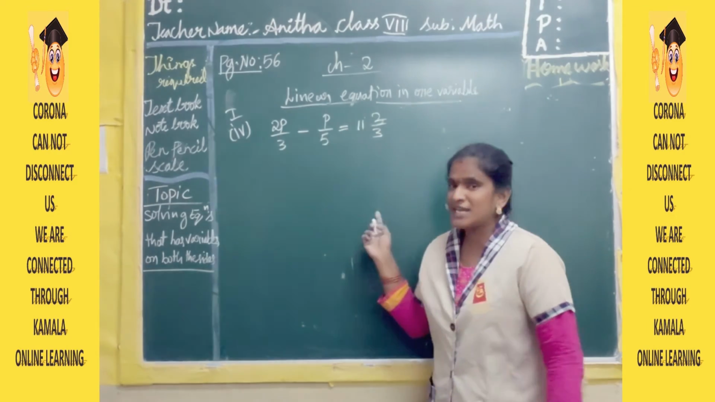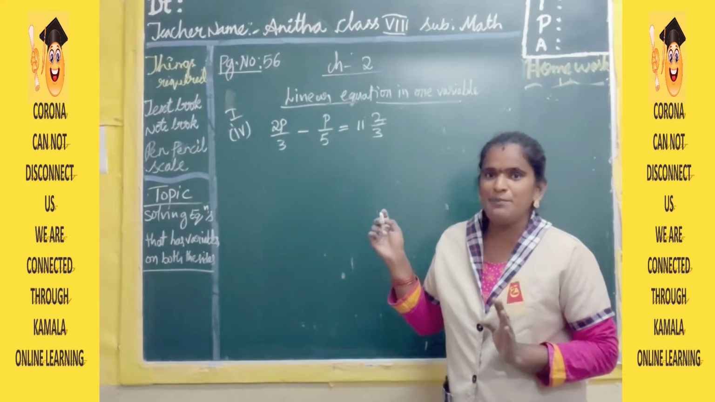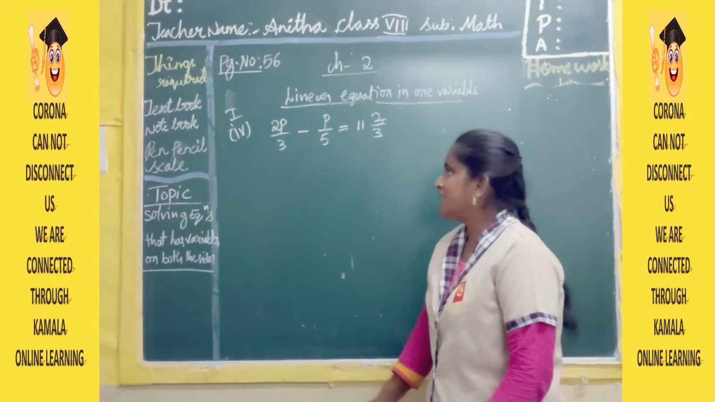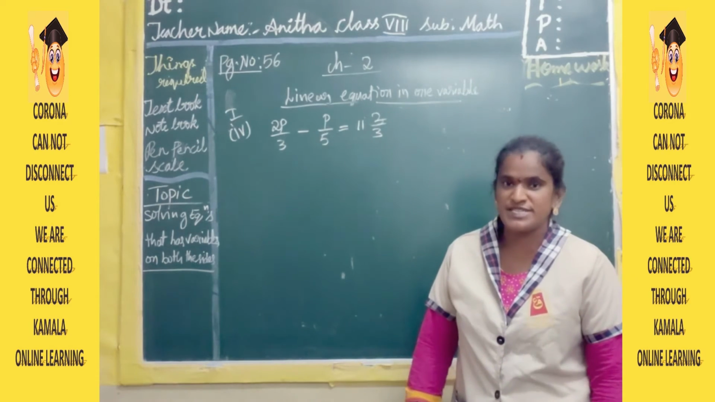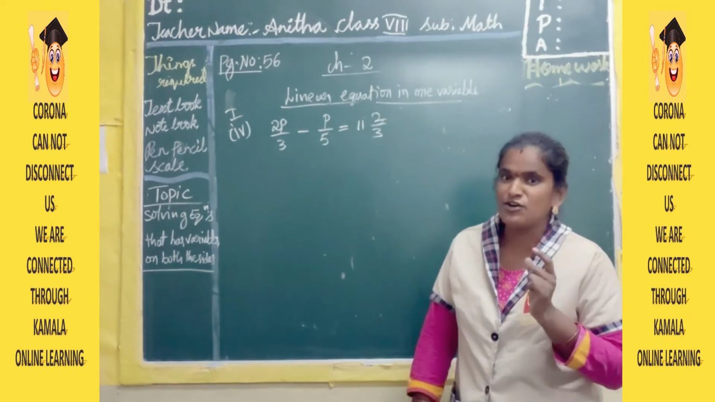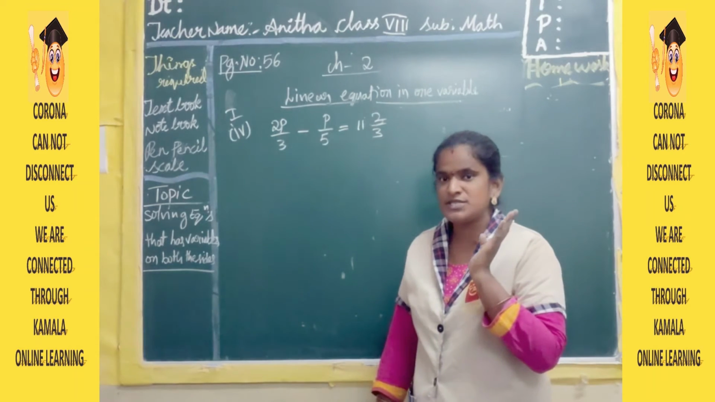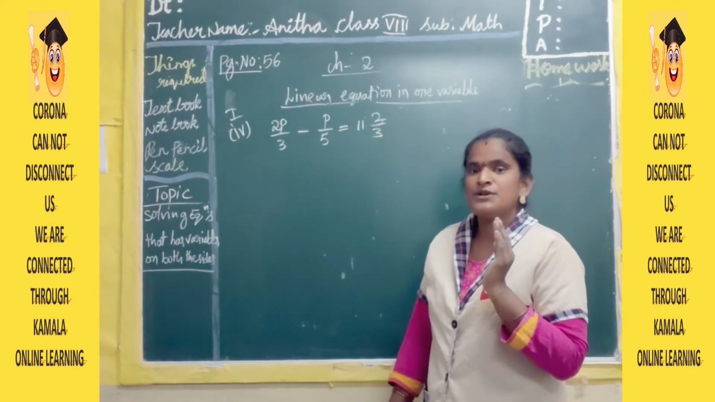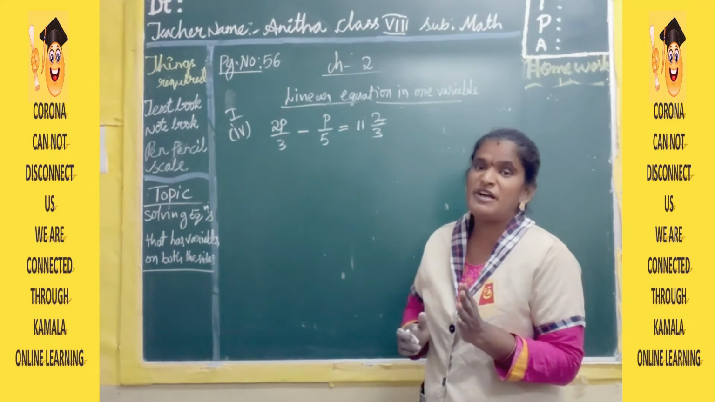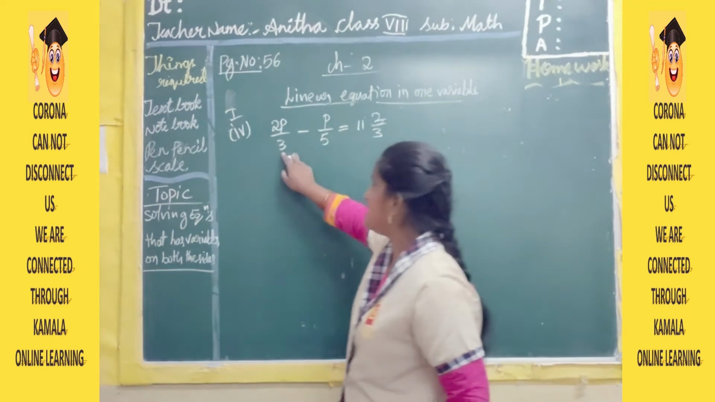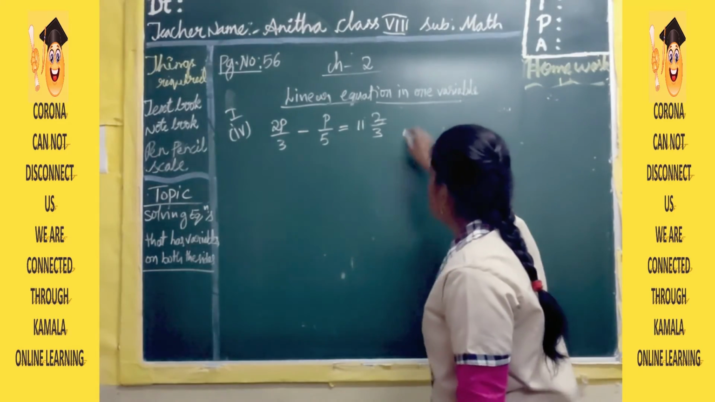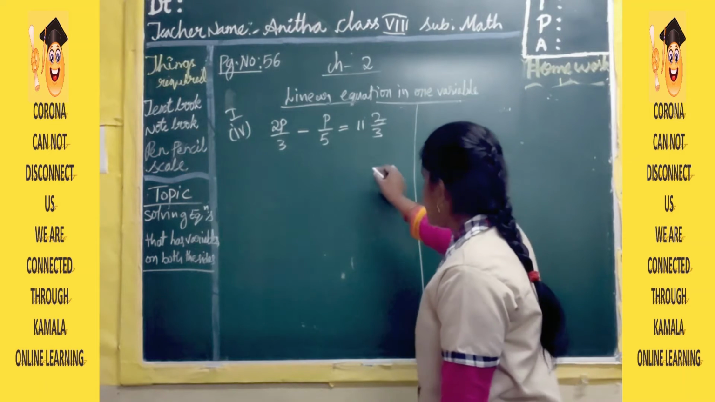What do we need to calculate here? We need to calculate the p value, the variable value. But it is in fraction form. So what I said, first we have to select the denominators of the given fractions. Before going to find the variable value, first we need to calculate the LCM of the given fraction denominators.